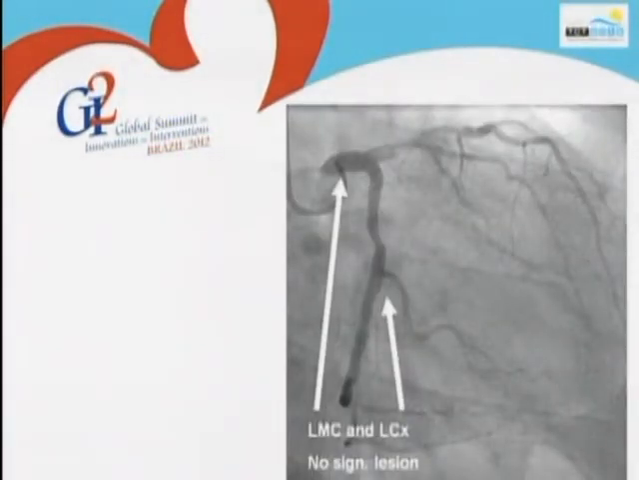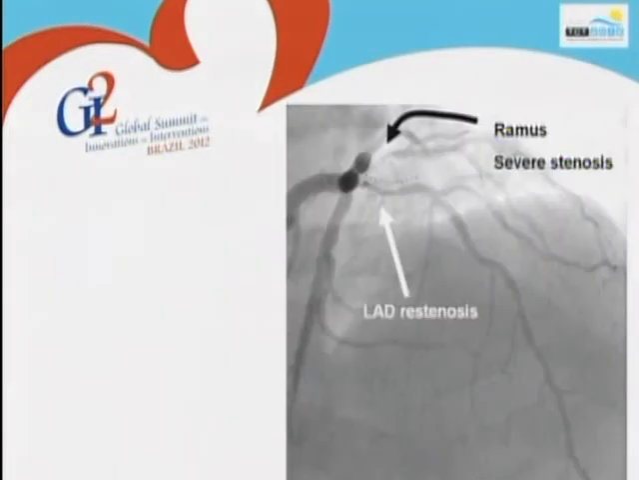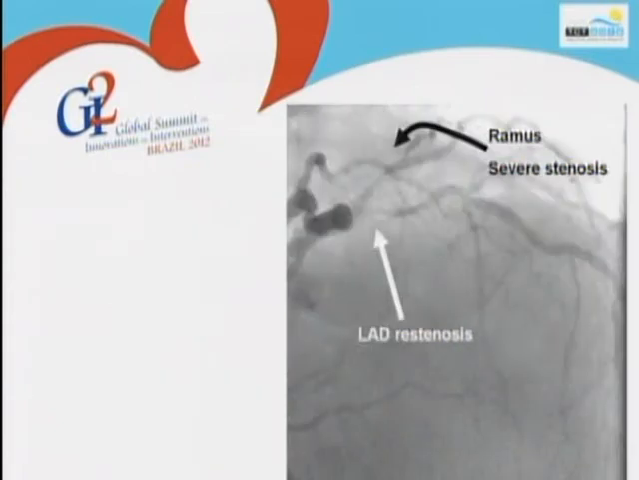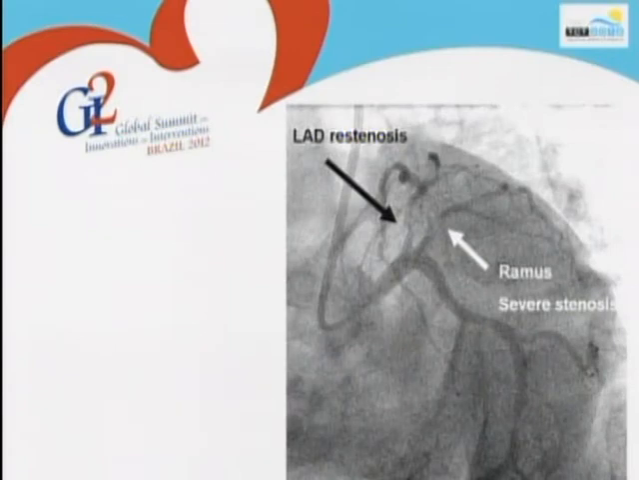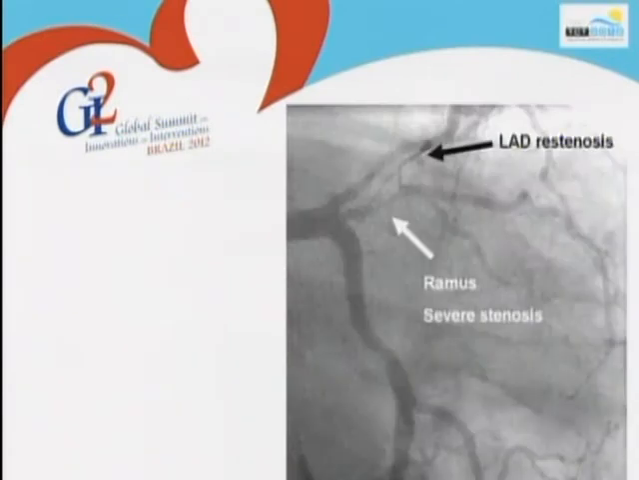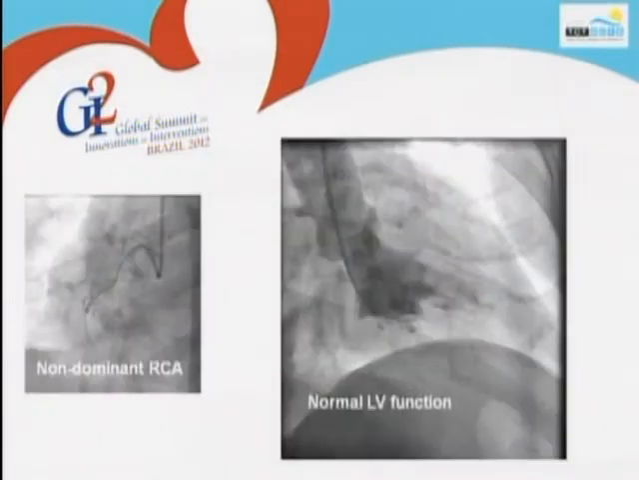So we performed another angiogram that showed no lesion in the left main and circumflex. Next, please. And a restenosis in the LAD, and a severe stenosis in the ramus. Next. You can see again the restenosis and the severe lesion in the ramus. Another view. Next, please, the spider view. Next one. He has normal left ventricular function and a very small right coronary artery. Okay, so I'm going to move to Pedro to start the case.